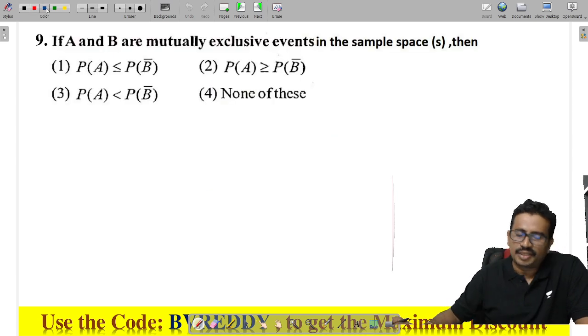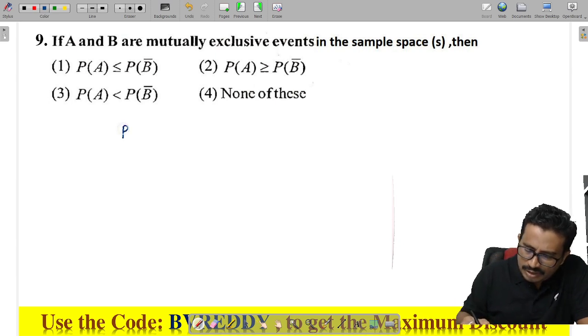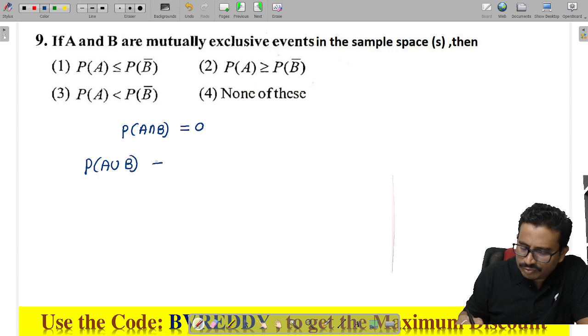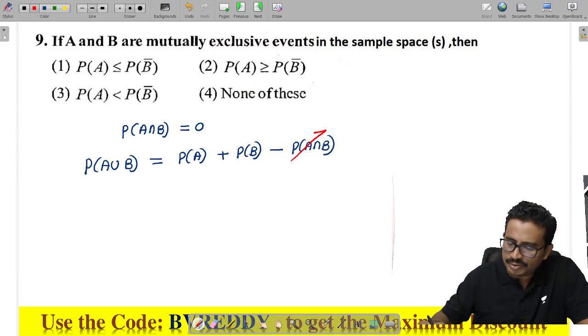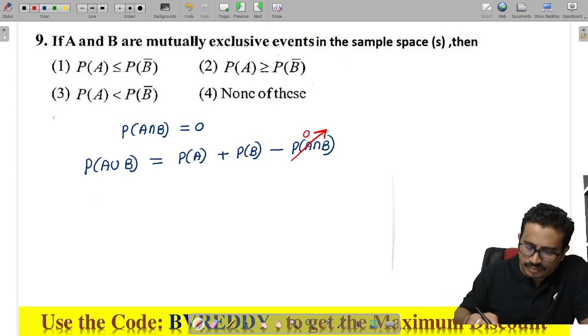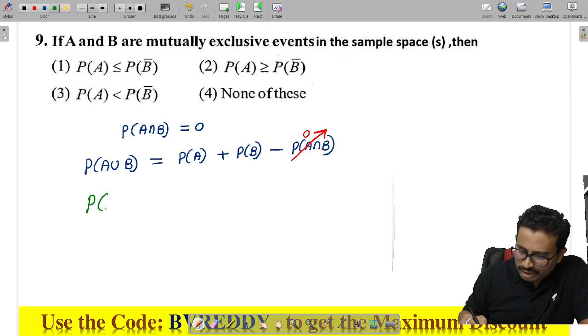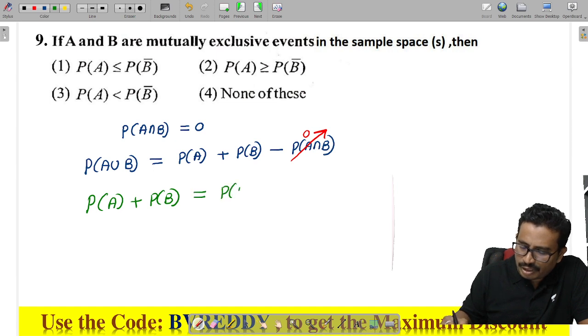Next, if A and B are exclusive events in the sample space, then there is nothing common between A and B. So that means P of A intersection B is 0. As we know, P of A union B is given as P of A plus P of B minus P of A intersection B. Since A and B are exclusive, the intersection is equal to 0. So I can say P of A plus P of B is equal to P of A union B.